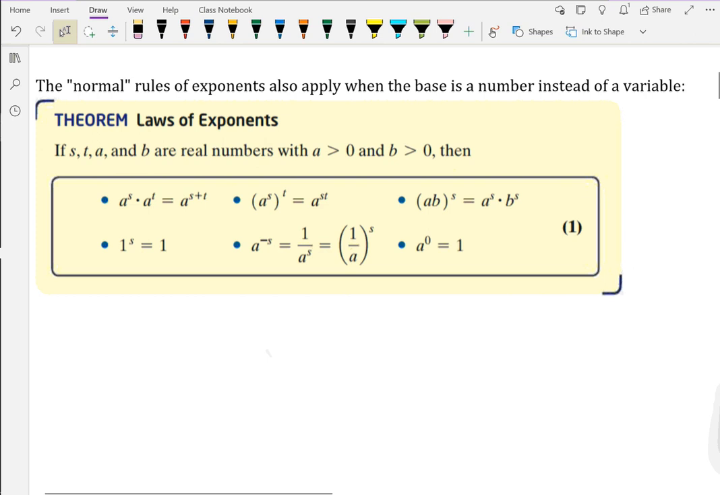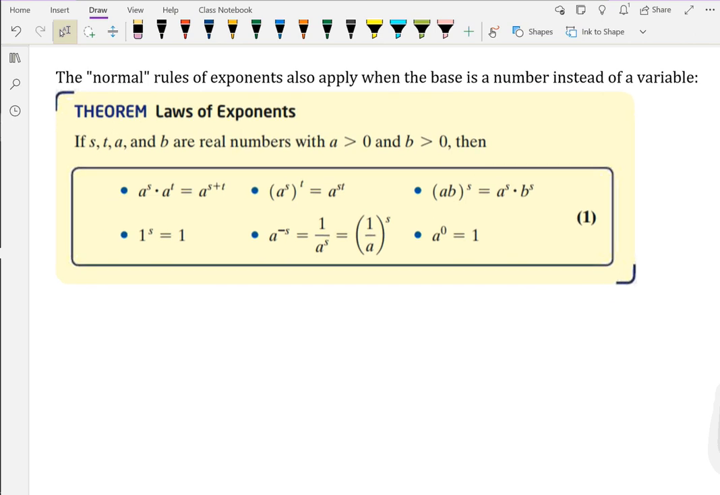Now, since we're also talking about exponents, let's do a quick review of the normal rules of exponents. And these normal rules apply when the base is a number instead of a variable. So if we're familiar with our laws of exponents, if S, T, A, and B are all real numbers, so no imaginaries, and we're dealing with positive A's and positive B's here, and our A's and B's are just our bases. So A is a base, B is a base, S and T are exponents. So a brief overview of our rules here.